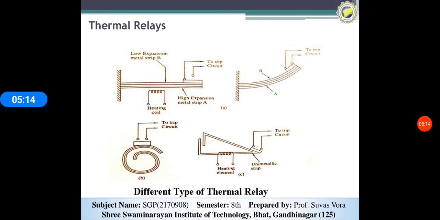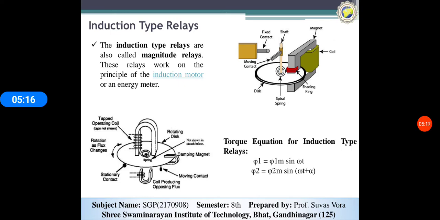Now start with another relay, the induction type relay. The induction type relay is also called the magnitude relay. This relay works on the principle of the induction motor or energy meter. We know the meter in our housing; it has the same function and the same operating principle, and this is called the induction relay.